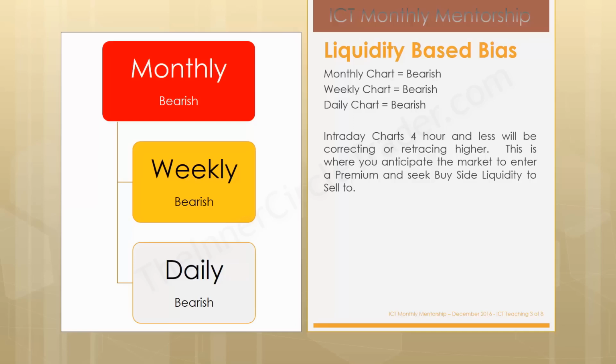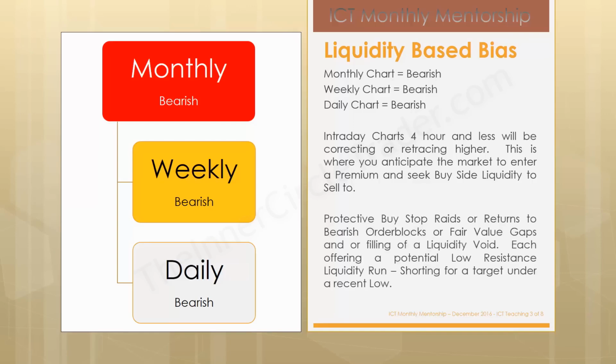When you see those evidences in price along the lines of the monthly, weekly, and daily, we can zero in on the 4 hour and start looking for liquidity on the buy side. In other words, there's going to be a premium built into the marketplace, or a rally. You're going to be looking to sell rallies. Protective buy stop raids or returns to bearish order blocks or fair value gaps and/or filling of a liquidity void, each offering a potential low resistance liquidity run, shorting for a target under a recent low.